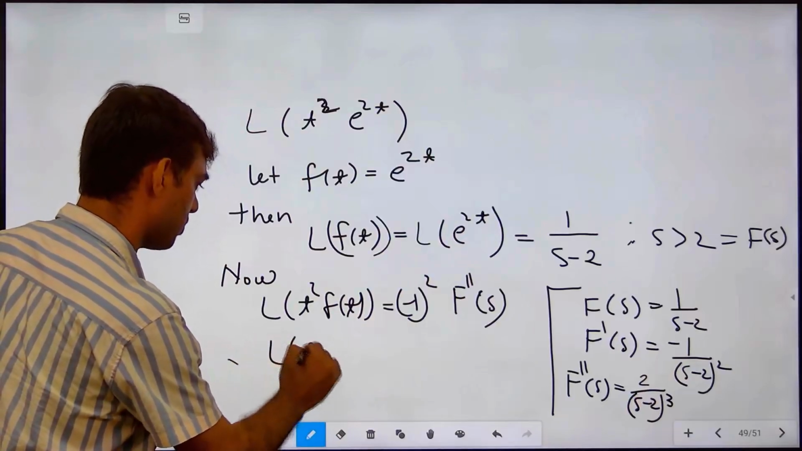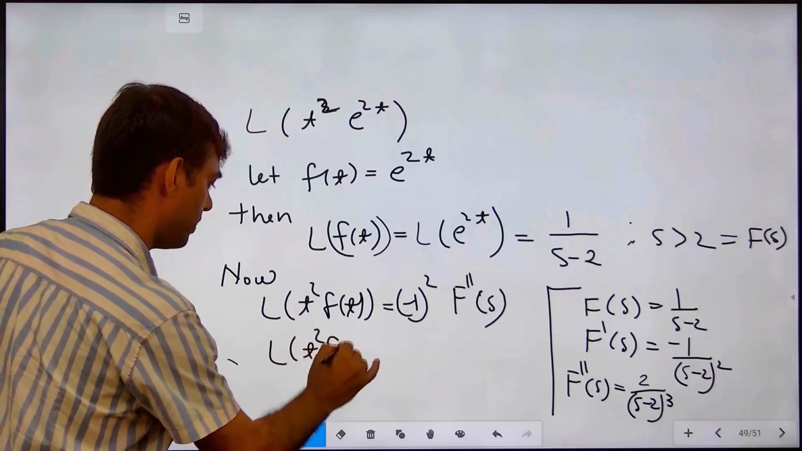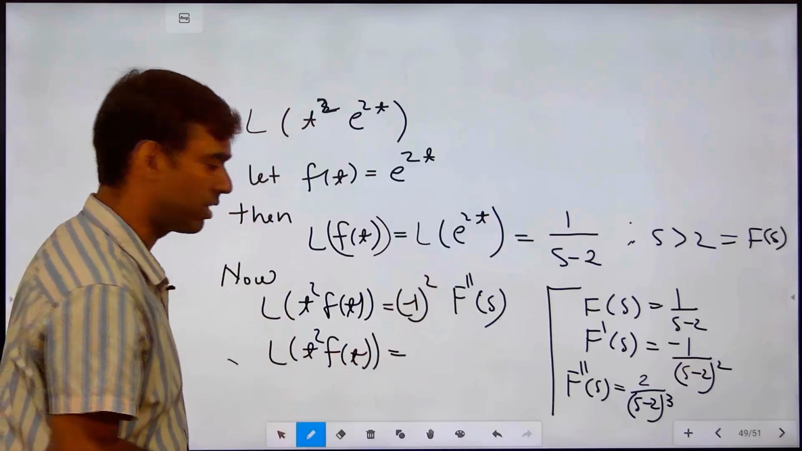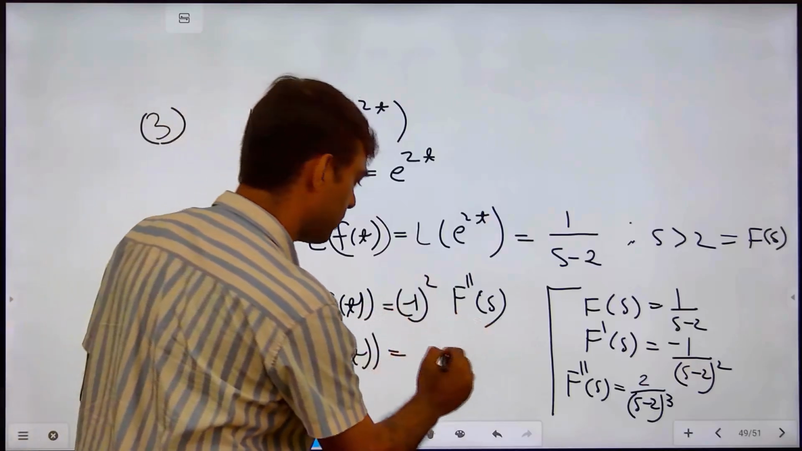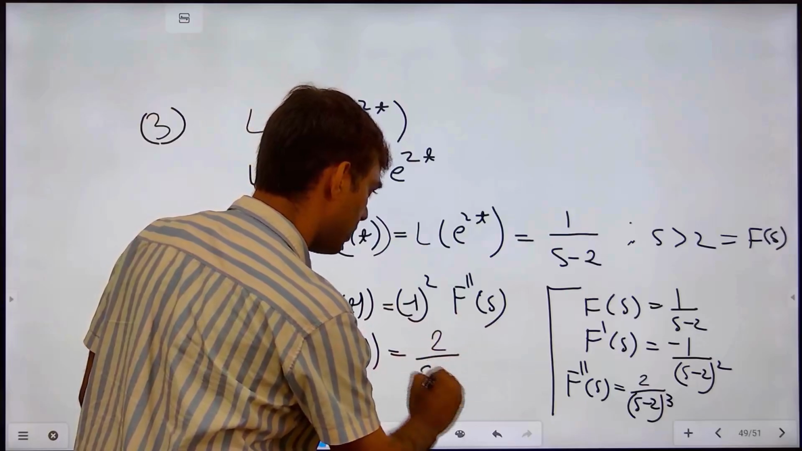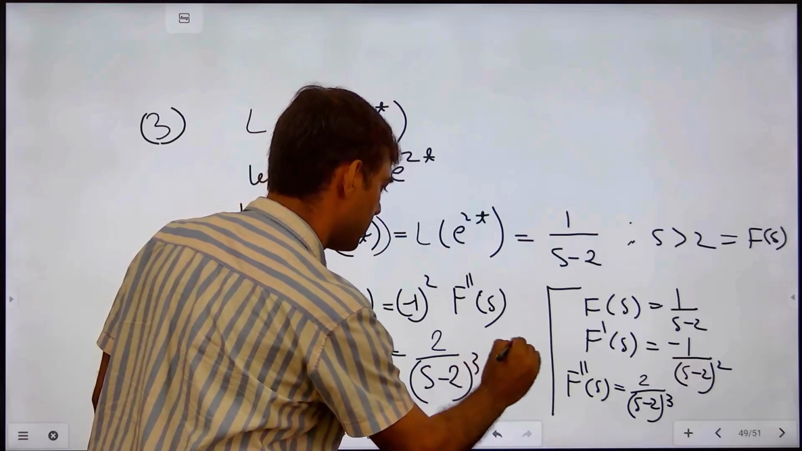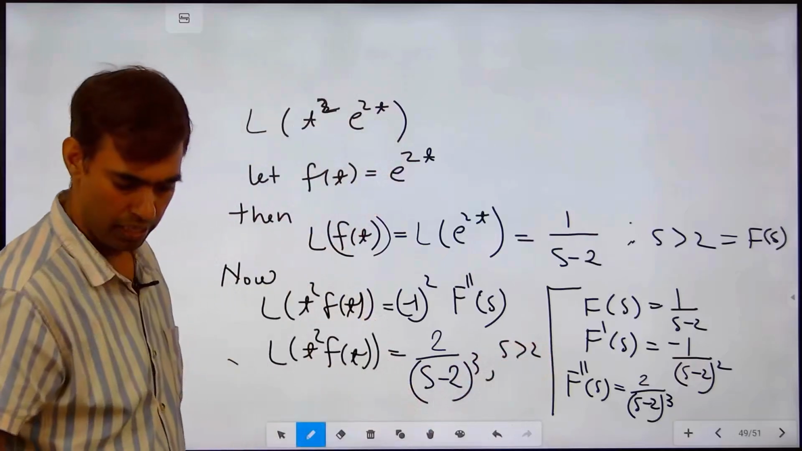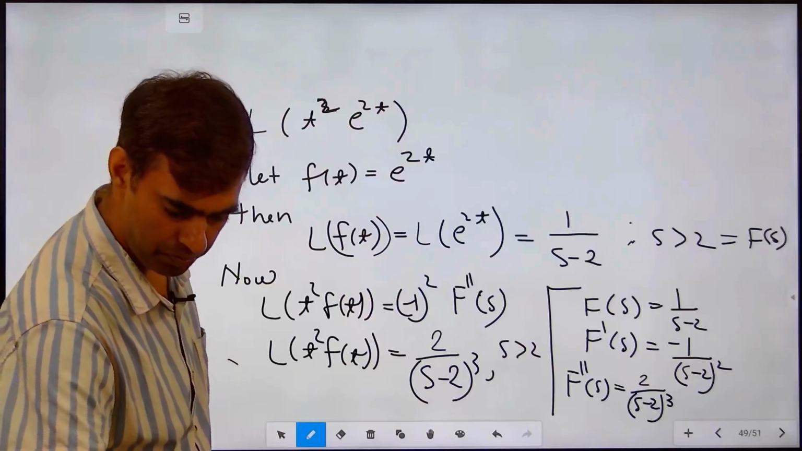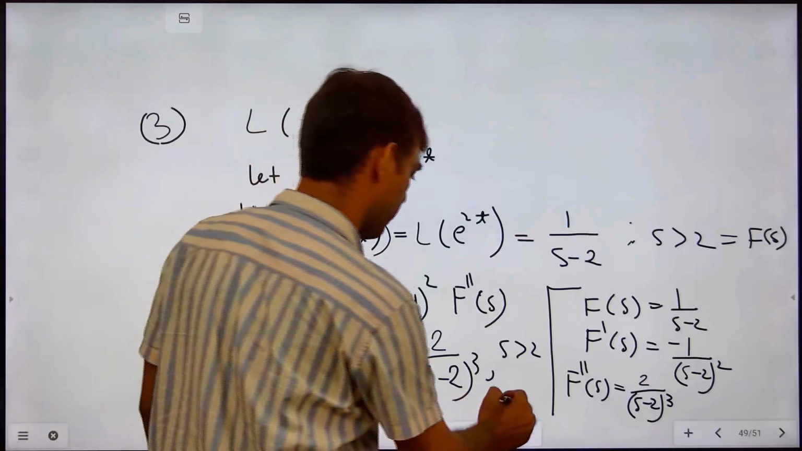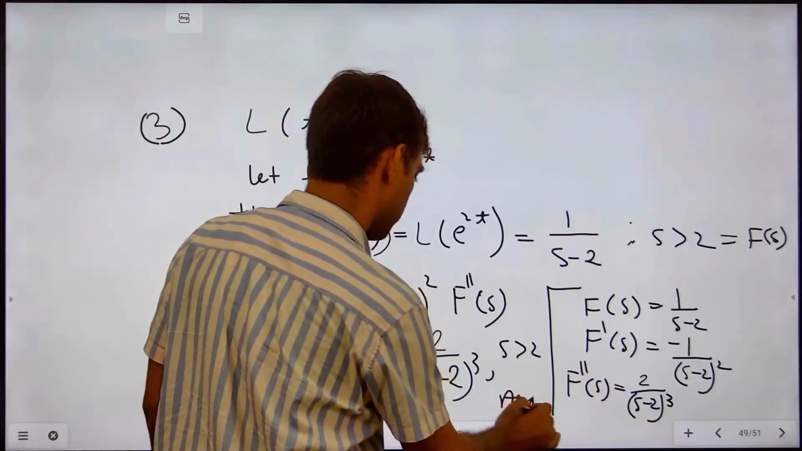So, what is the Laplace transform? The Laplace transform of t squared f(t) now becomes minus 1 whole squared, which is 1, and F double dash s becomes 2 upon s minus 2 whole cubed, provided s is greater than 2. This one is the answer.